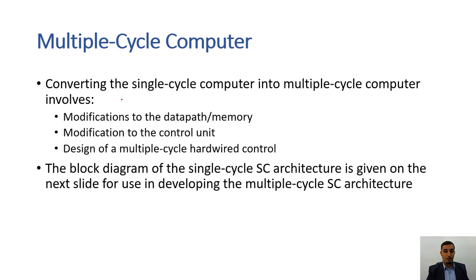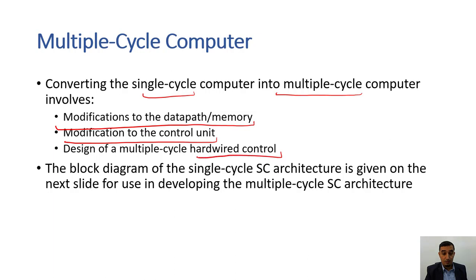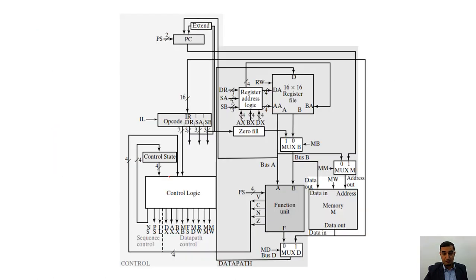First of all, we need to convert our single cycle computer into a multiple cycle computer. Multiple cycle computer means the instruction will pass through the data path multiple times in order to execute one instruction. So first we need to modify the data path and memory, and we need to modify the control unit. Then we need to design a multiple cycle hardwired control. The block diagram of the single cycle architecture is given over here.